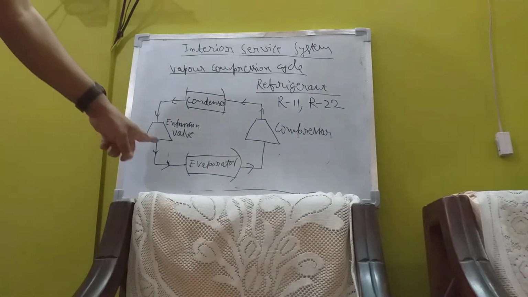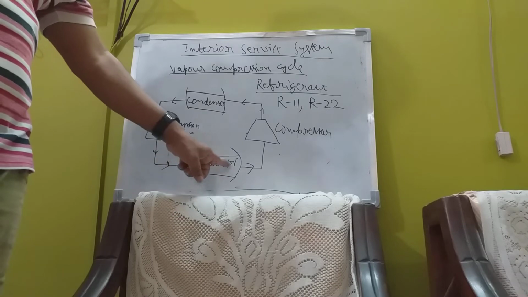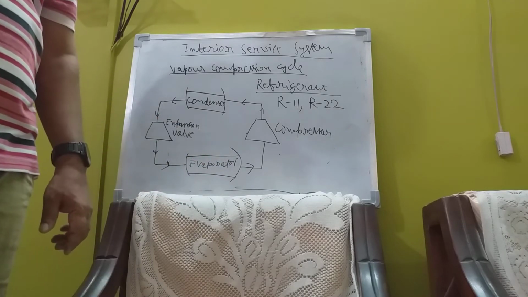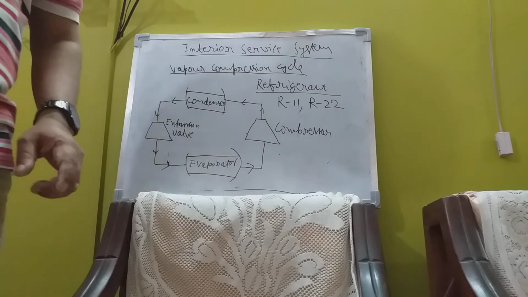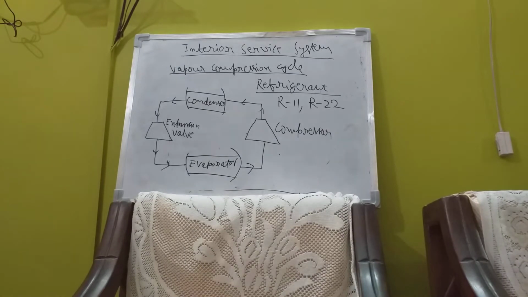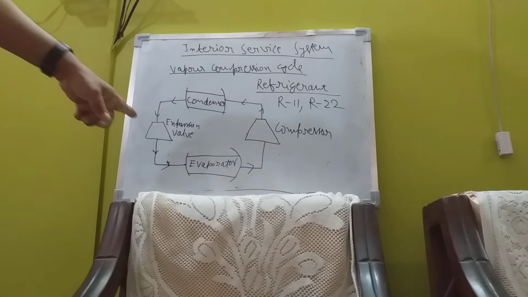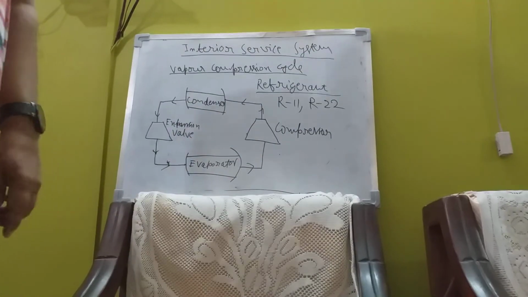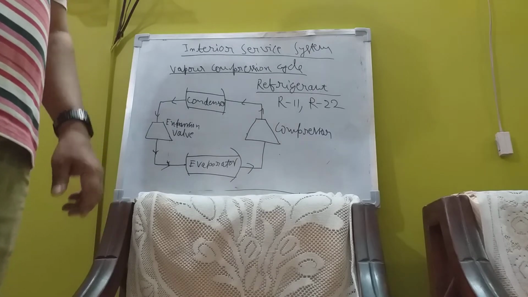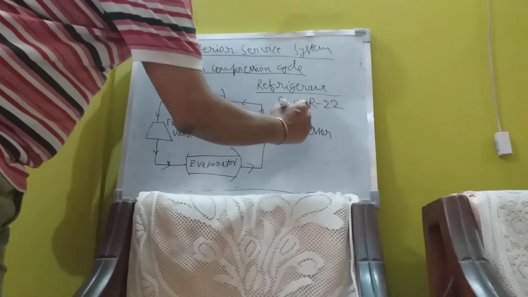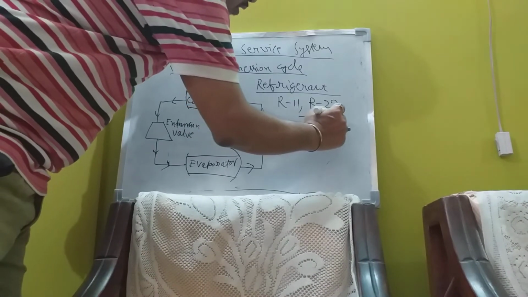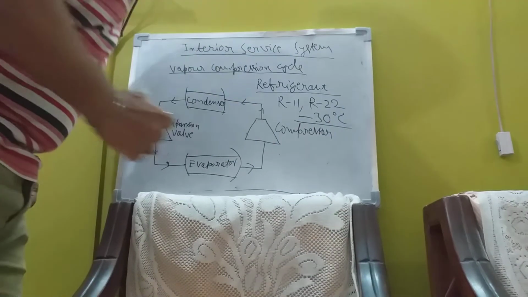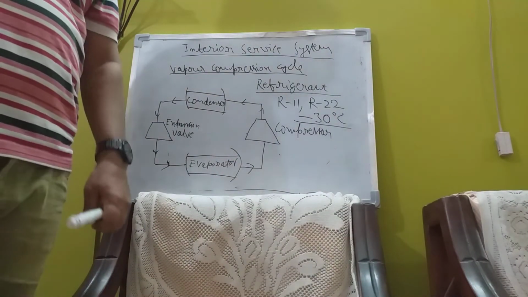What is happening? The refrigerant gas which is flowing through the evaporator boils at very low temperature. What is the low temperature, you know? To the range of minus 30 degrees centigrade. There are some refrigerants boiling at minus 30 degrees centigrade.